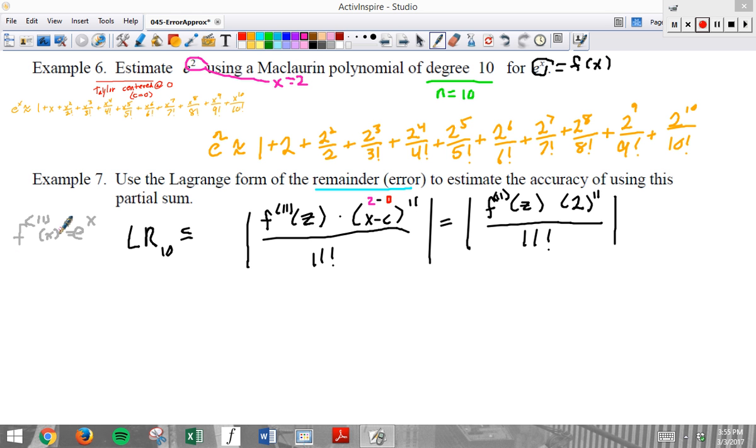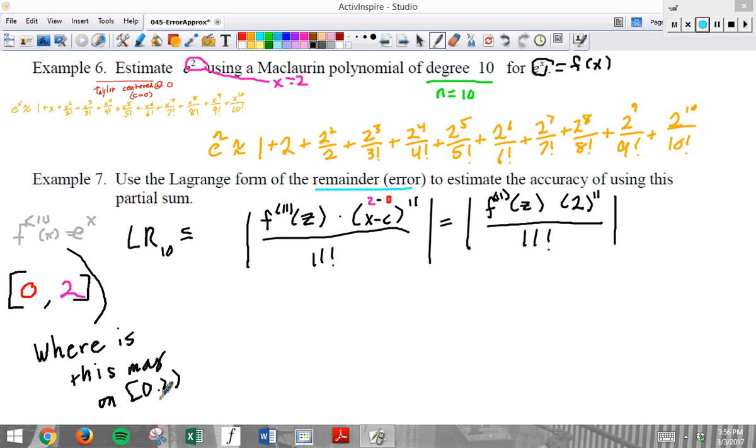So now it's the 11th derivative evaluated where? What kind of function is this? Is this an increasing function or a decreasing function? Do you know? It is increasing. So we're talking about the maximum value on the interval from 0 to 2. So the question is, where is this maximized? It's not here, because it's growing. So what we're talking about is z equals 2.